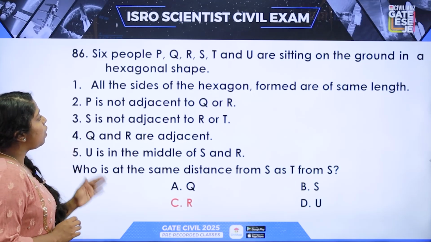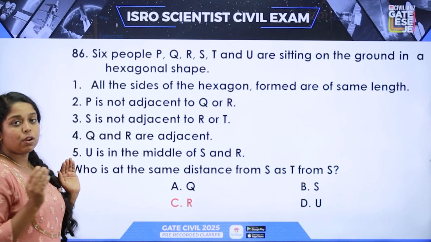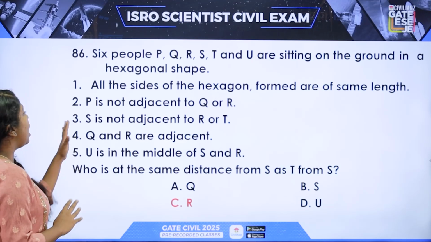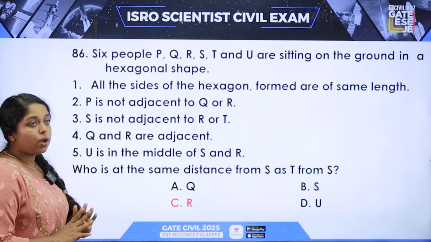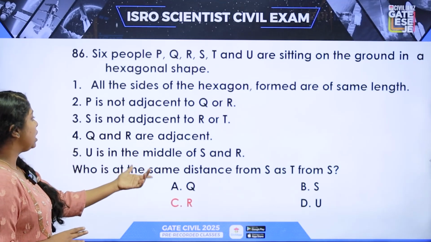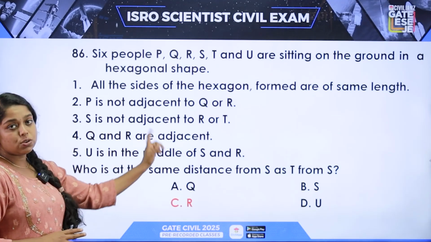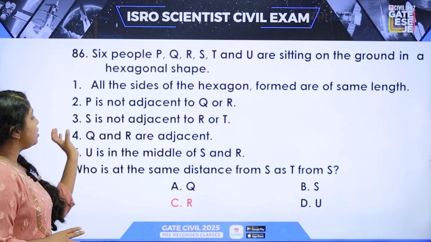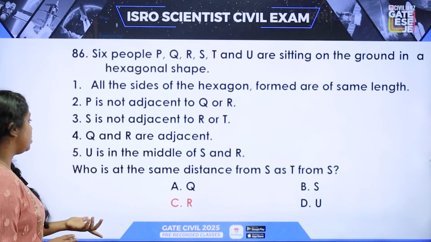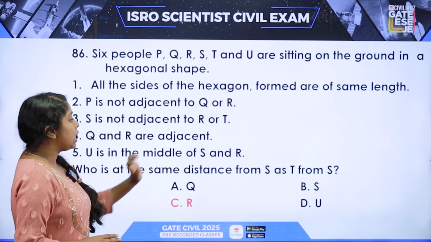The first condition is that all the sides of the hexagon formed are of the same length. This is an important factor, so it is a regular hexagon. And P is not adjacent to Q or R. So the position of P is not near Q or R, and S is not adjacent to R or T. And the first factor from which we can formulate the seating arrangement is that Q and R are adjacent.